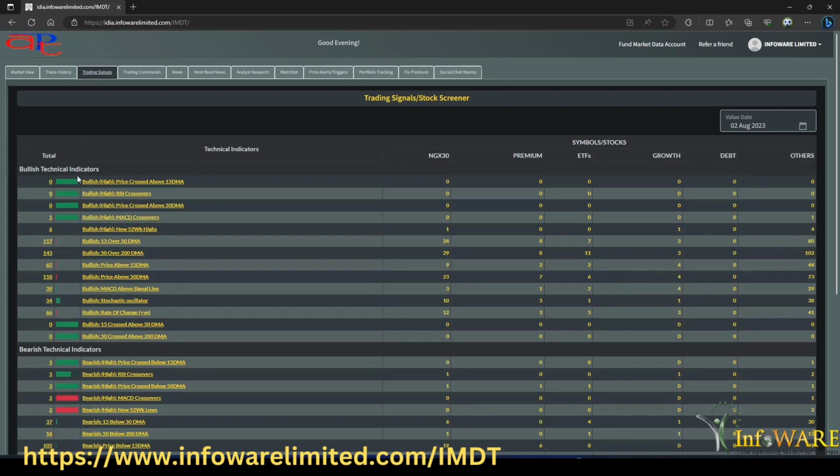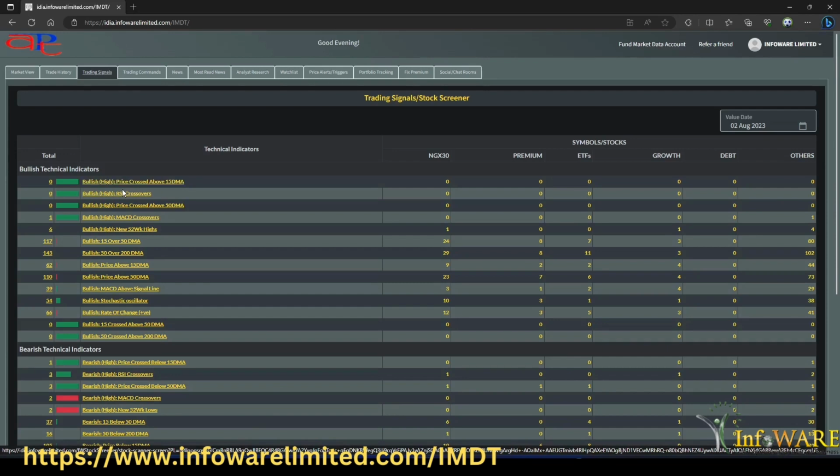On 2nd of August, these were the technical indicators as they stood. There were 6 bullish, and we rank the ones that have slightly higher weightings as high. That's what this bracket high means. There were 6 stocks that had new 52-week highs, for example. There was one that had a MACD crossover. There were none that had price crossing over the 15-day moving average on this specific day.